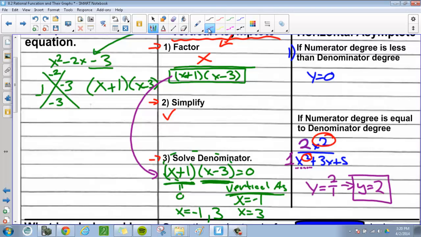So just to recap, if the degree of the numerator is the same as the degree of the denominator, you just take the coefficient of the biggest power term in the numerator and the coefficient of the biggest power term in the denominator, and divide the two, and you get your equation for the horizontal asymptote.